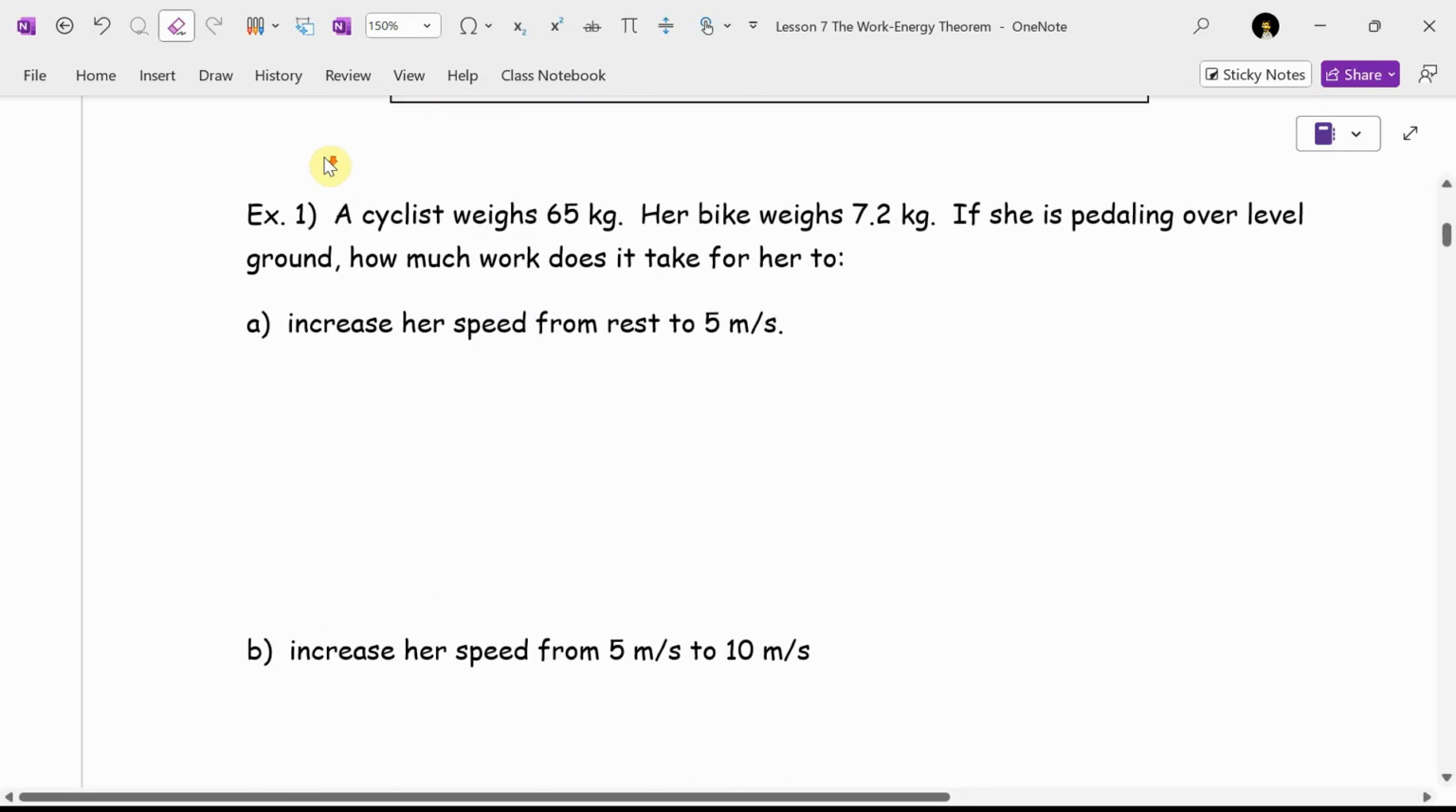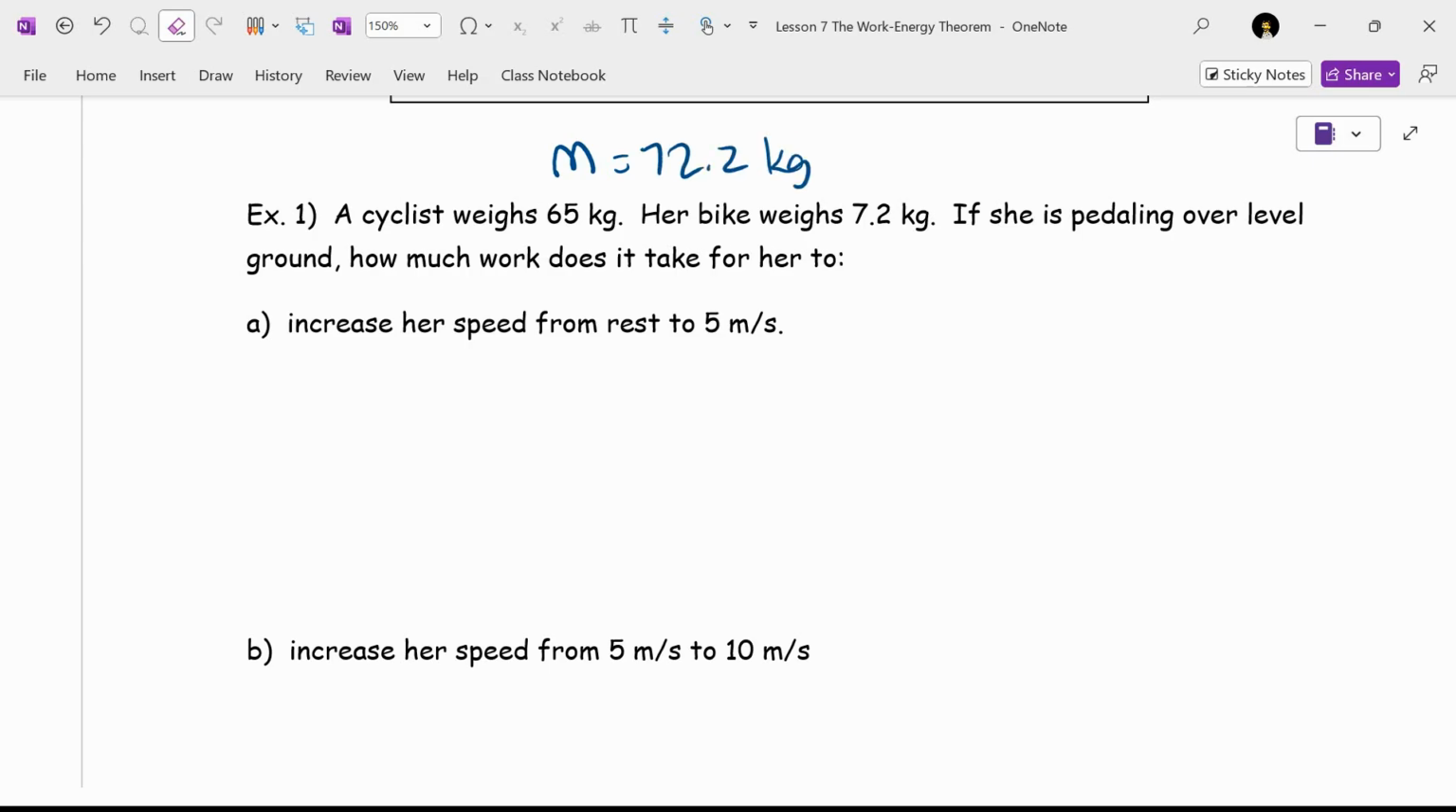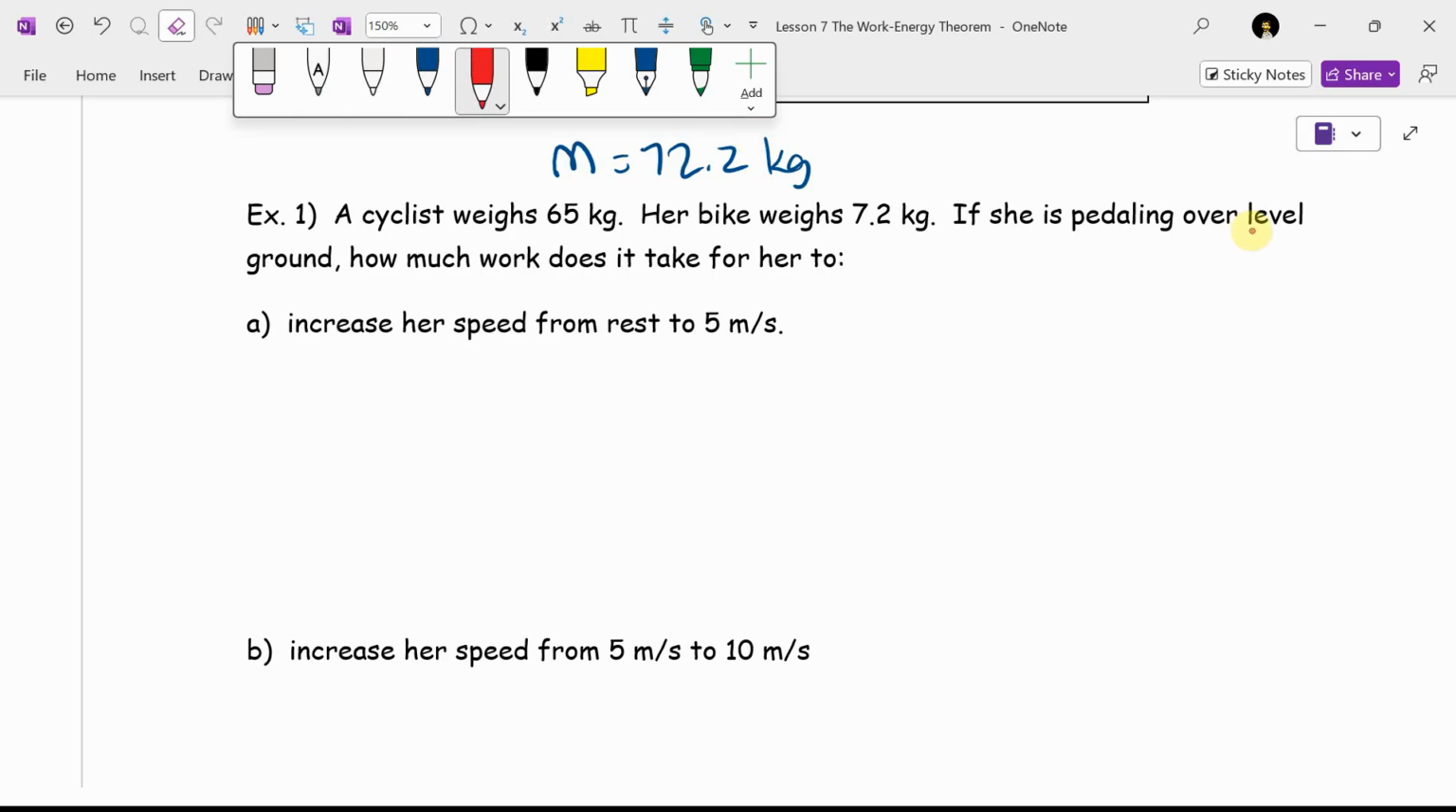So I'm just going to jump on in. It says this. A cyclist weighs 65 kilograms. Her bike weighs 7.2 kilograms. What's the total mass? I'm waiting for somebody to type it in, but 72.2. Okay, I'll take that. 72.2 kilograms. If she's pedaling over level ground, underline the phrase level ground.